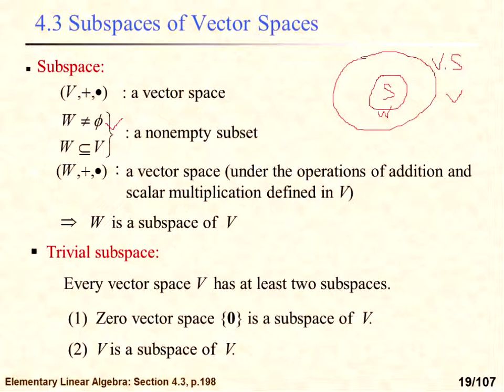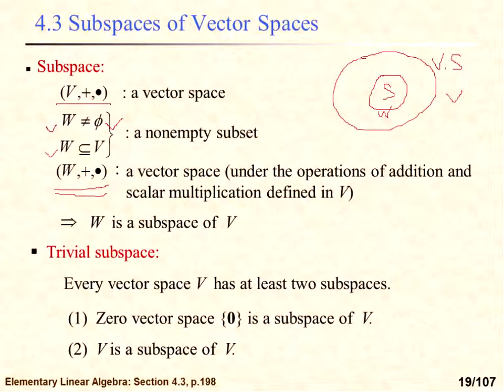If the big one is V and this is W, V contains W, a non-empty subset. It is called a subset, and it is also denoted as W with plus and dot. It is the same notation. Remember, we defined a vector space as V with plus and multiply, and similarly a subspace as W with plus and dot. Both are the same thing. There is no difference between a space and a subspace.